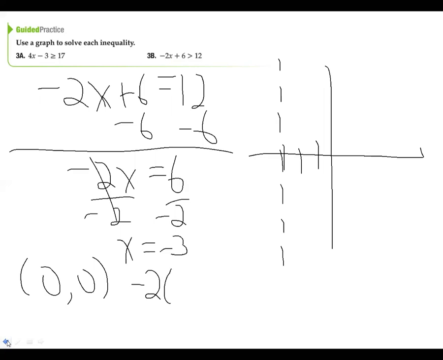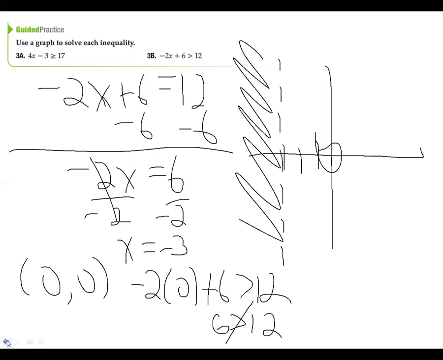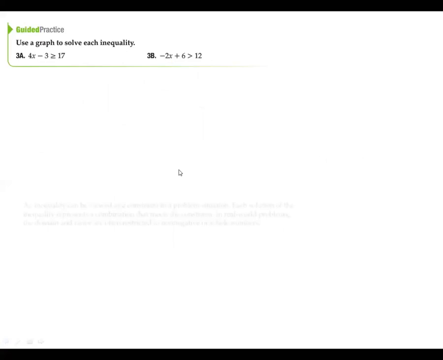So negative 2 times 0 plus 6 is greater than 12, which simplifies to 6 is greater than 12. That's false. So here's the origin. There's the line. I shade the other side. All righty. All right, one more example, guys.